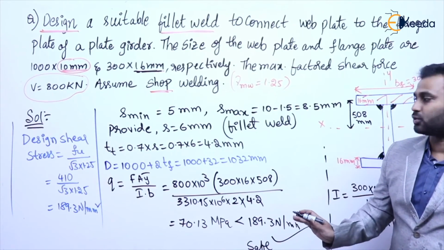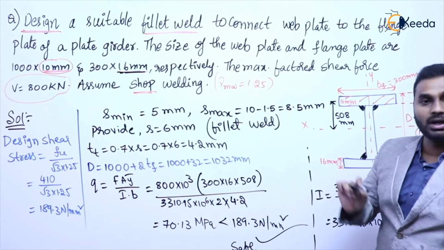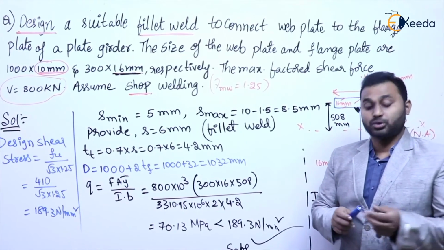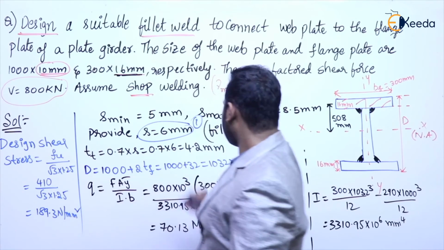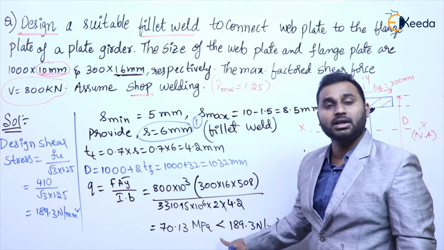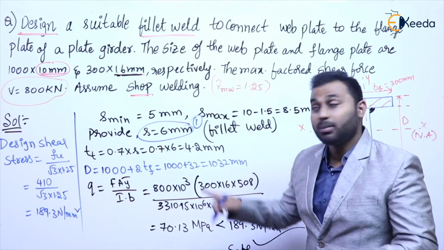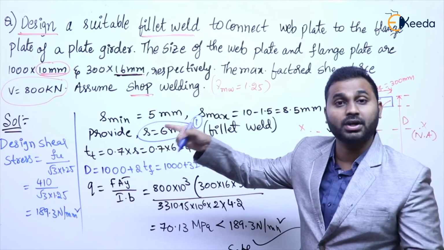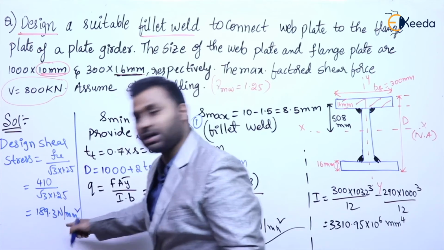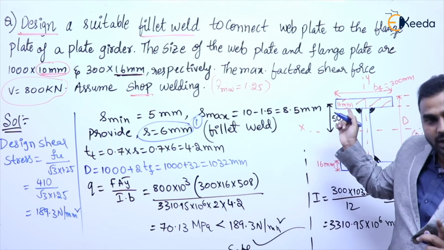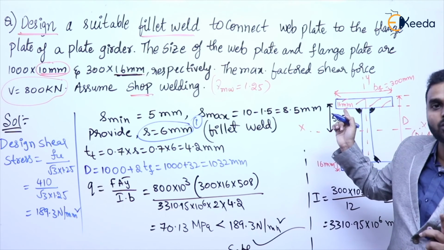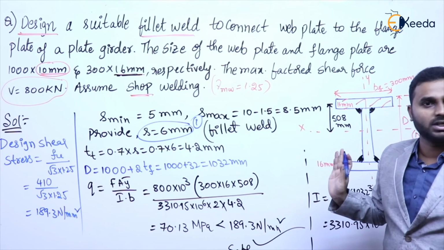As I said in the beginning of this question itself, in this question we are mainly supposed to determine the size. That is the first one, and second is cross checking whether the stress produced in that fillet weld because of that shear force 800 kilonewton is less than the design shear stress or not. That's it. This is the design of this fillet weld for this plate girder, for connecting the web plate and flange plate. Is that okay? Take it out.